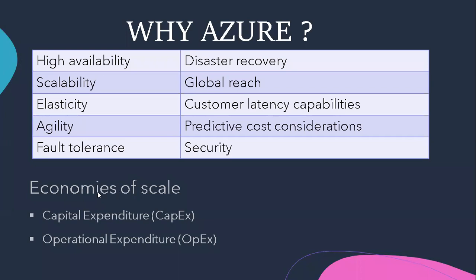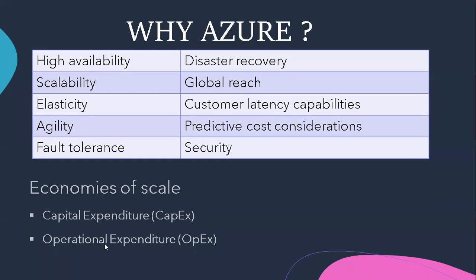Then there is something called economies of scale. What is economies of scale? There are two models. One is CapEx, which we call capital expenditure. The other is OpEx, which we call operational expenditure. What is the difference? When organizations were deploying their own data centers, they were following the CapEx model. They had to spend a huge amount of dollars to get the data centers up and running, and only then would they be able to use them. So they were following the CapEx model.